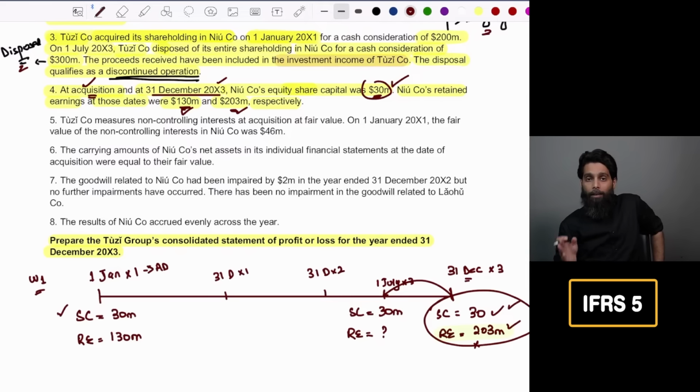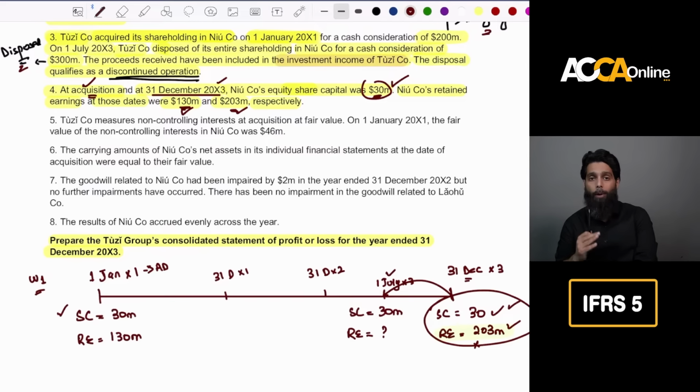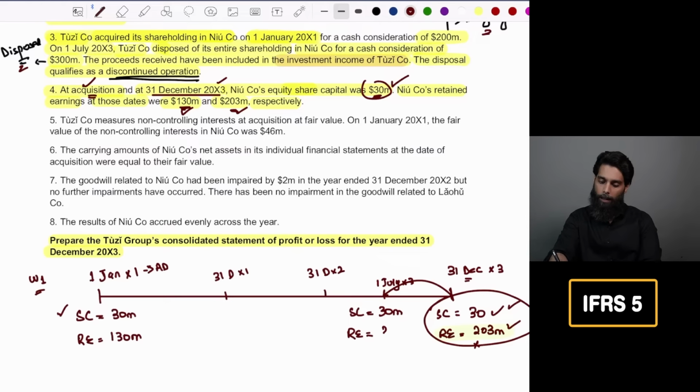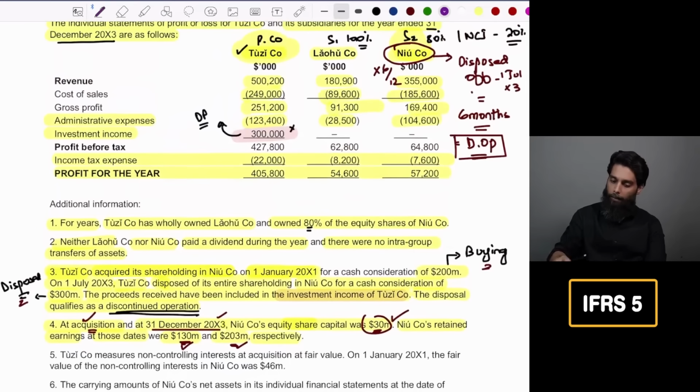Now, I need the retained earnings balance at 1st July X3, which is the disposal date. How do I calculate retained earnings at this date? To be honest, it's very easy. You have been provided with the complete profit or loss for the year. Do you agree? You have been provided with the complete profit or loss for the year.